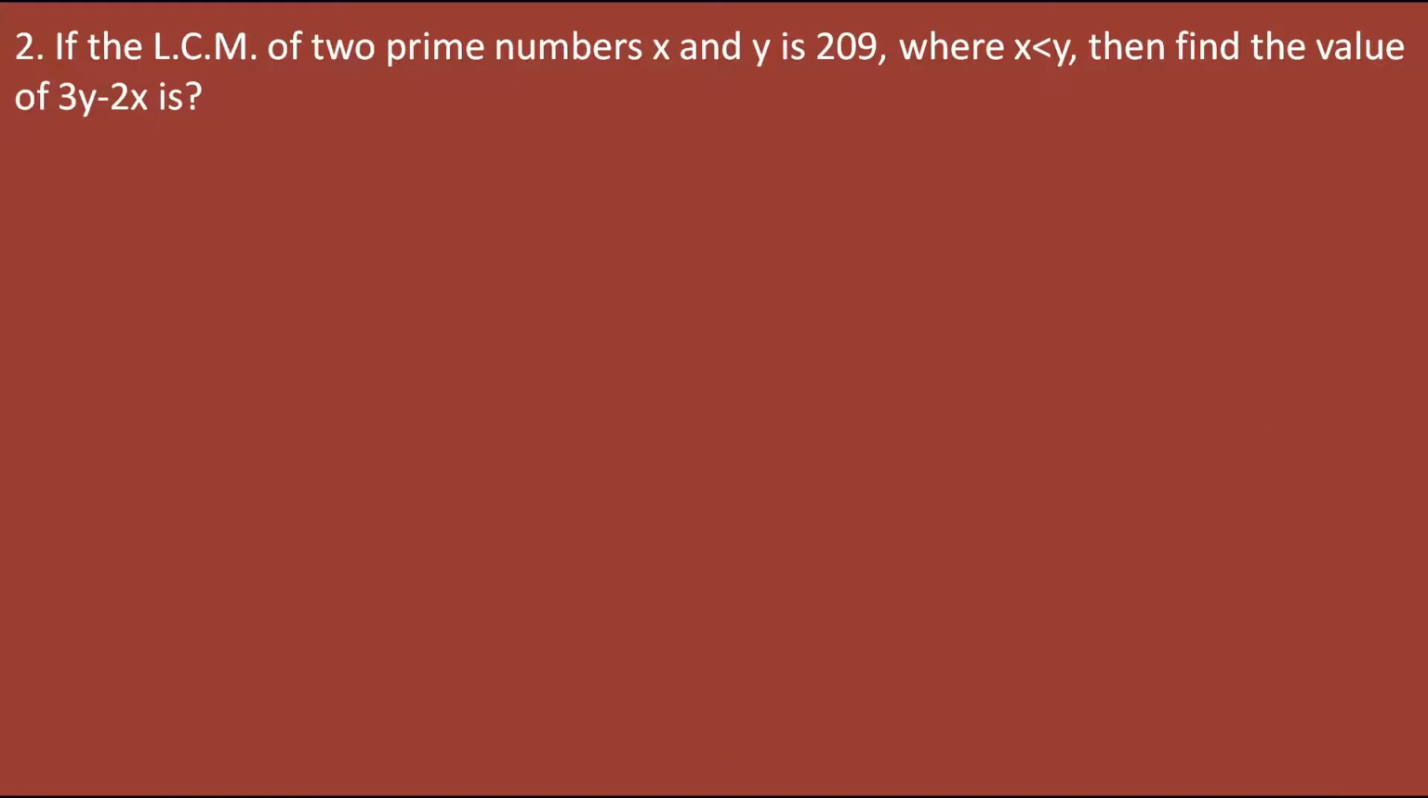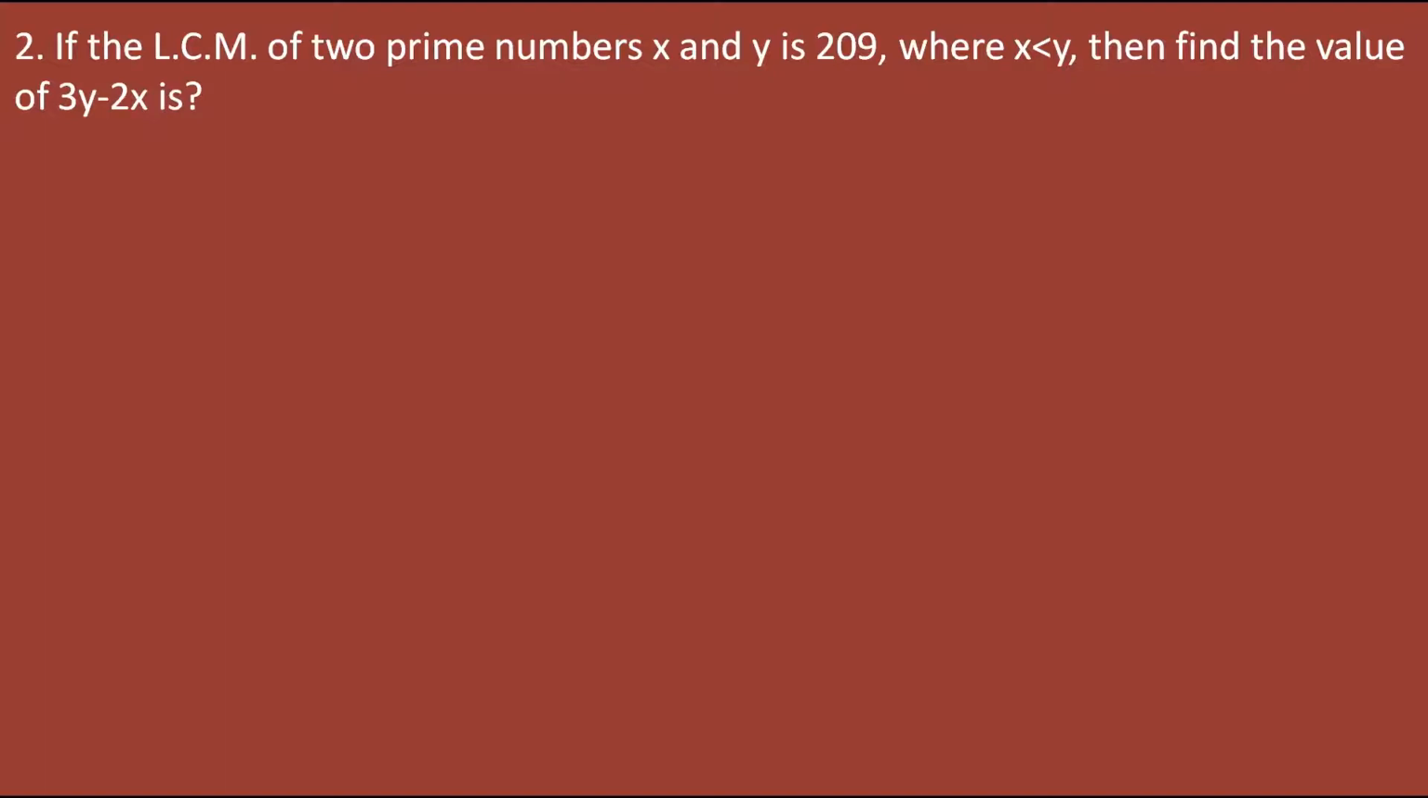Here I have taken this second question. If the LCM of two prime numbers x and y is 209, where x is less than y, then find the value of 3y minus 2x. Now here they have given us the LCM of x and y, but they didn't give the prime numbers, so we have to find those numbers first.